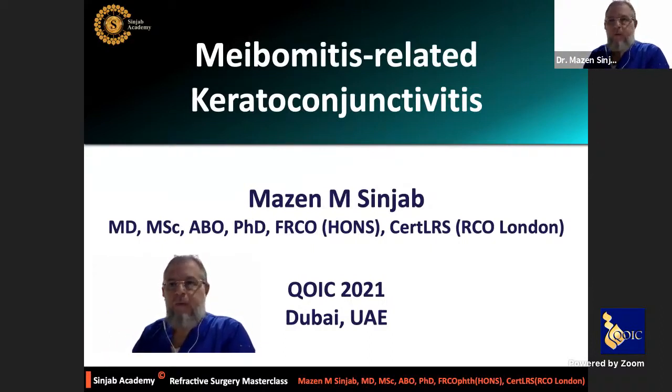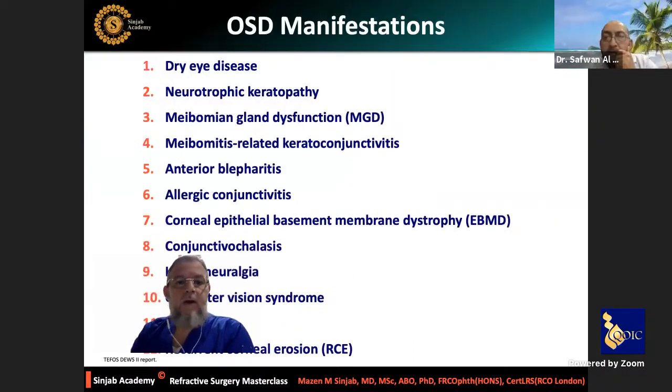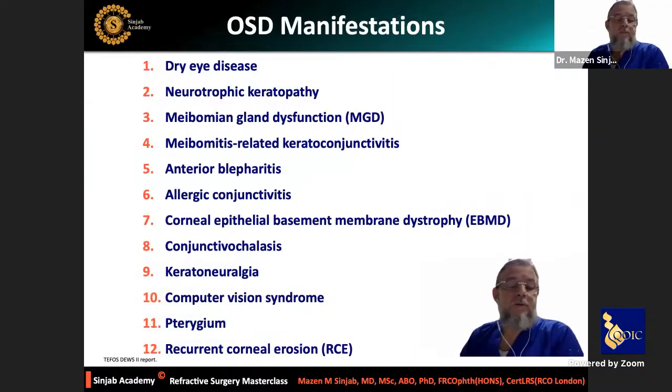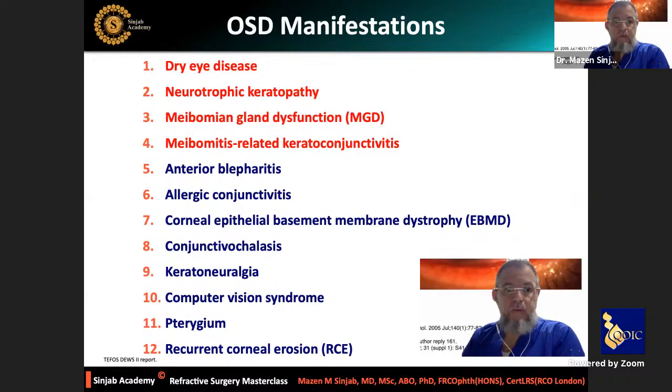I'm going now to talk very briefly about an entity or a disease that we usually miss during our clinical practice. And for sure, it has an impact on everything, including cataract surgery, refractive surgery, and the usual treatment of patients with dry eye disease. Now, we all know that there are plenty of manifestations of the ocular surface diseases, including this long list. But the four major and main categories are dry eye disease, neurotrophic keratopathy, meibomian gland dysfunction, and meibomitis-related keratoconjunctivitis, which I'm going to talk about now.